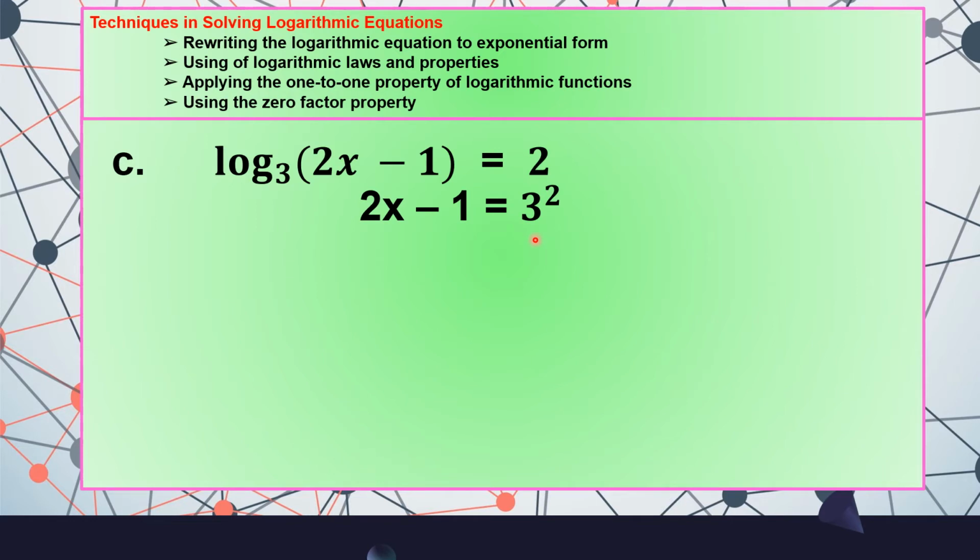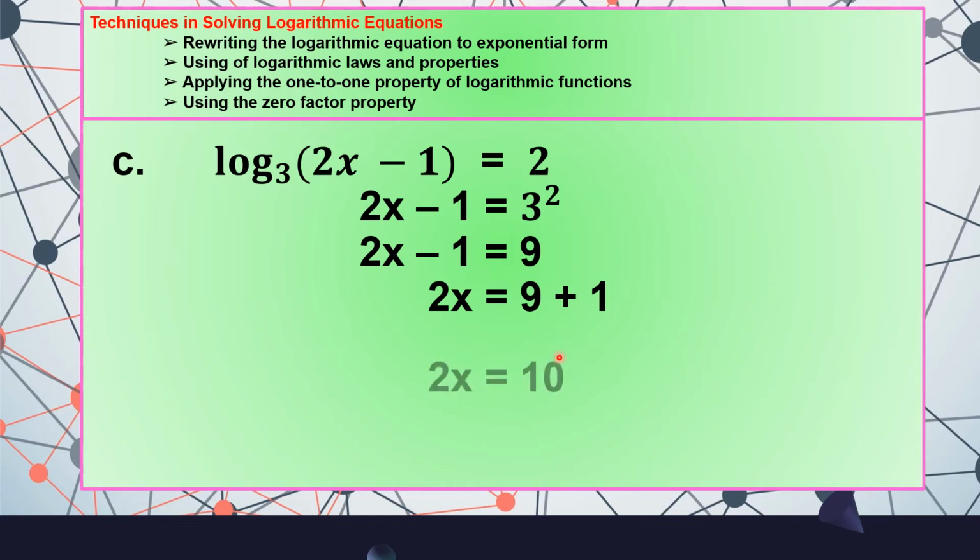Simplifying 3 squared, we have now 3 times 3 equals 9. So 2x minus 1 equals 9. Solving for x, we need to transpose negative 1 to the right side of the equation. So it will become positive 1. Simplifying 9 plus 1 equals 10. So we have now 2x equals 10.